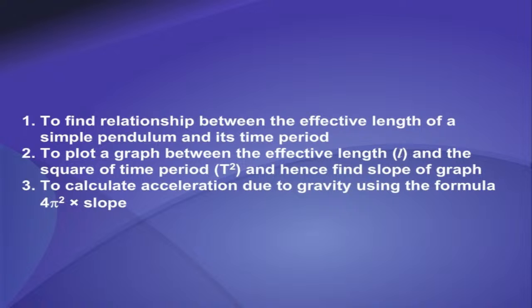1. To find the relationship between the effective length of a simple pendulum and its time period. 2. To plot a graph between the effective length L and the square of time period T squared, and hence find the slope of the graph. 3. To calculate acceleration due to gravity using the formula 4 pi squared into slope.